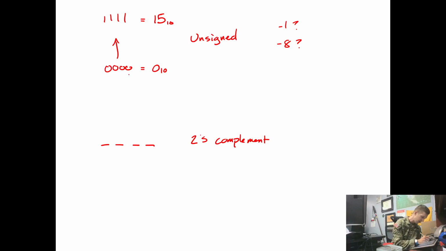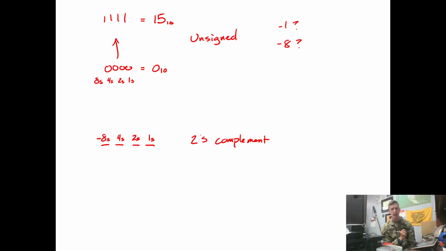In my unsigned numbers, these columns were weighted differently, right? The rightmost column was my ones column. Next over was my 2's column. Then it was my 4's column, and lastly my 8's column. In 2's complement, the only thing we're going to change is the sign of the most significant bit. So this will still be my 1's column. This will still be my 2's column. This is still my 4's column, but this is now my -8's column.